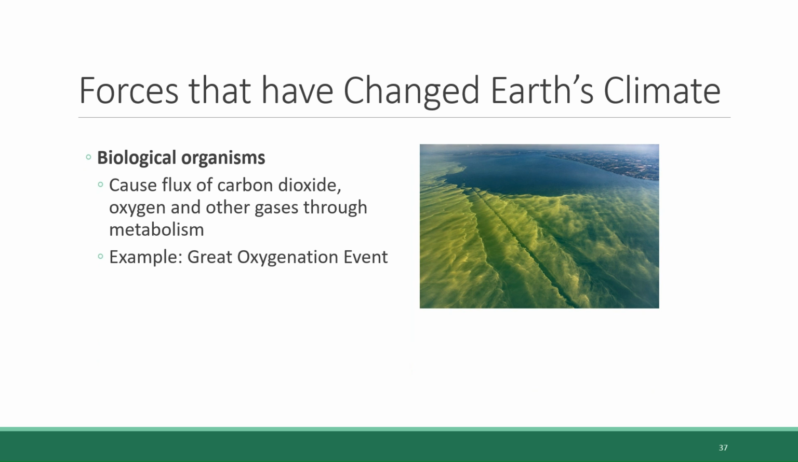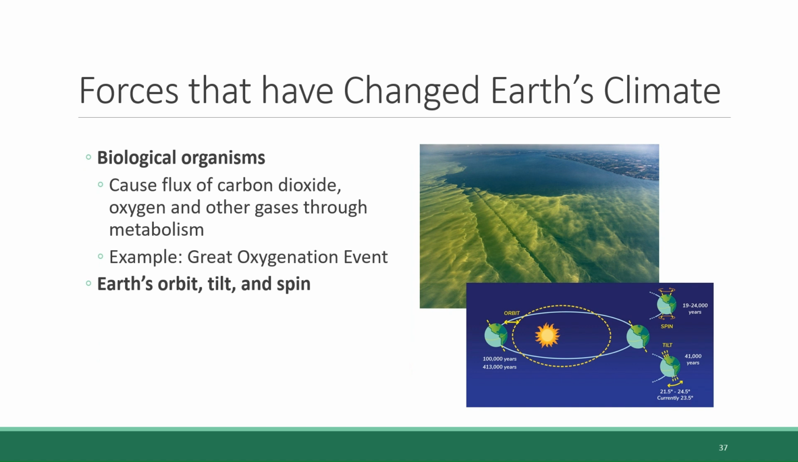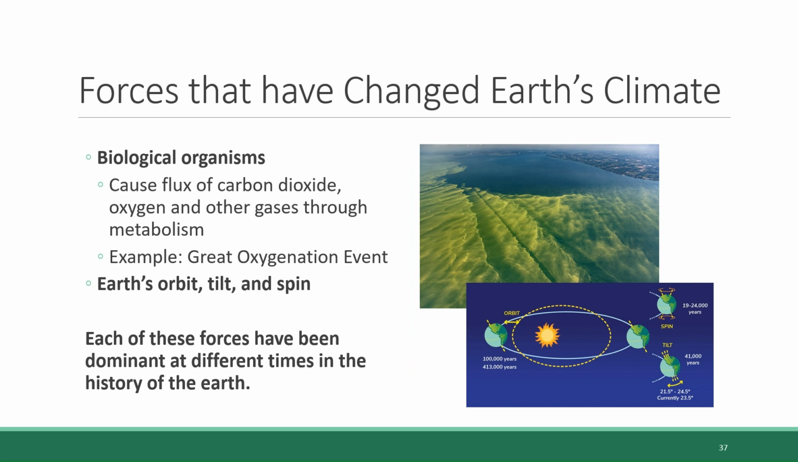And then finally, characteristics of Earth's orbit, tilt, and spin have strongly influenced patterns seen in Earth's climate throughout its history. At any given period in Earth's history, each of these various forces has played a different role as the predominating force in dictating what the Earth's climate looks like.